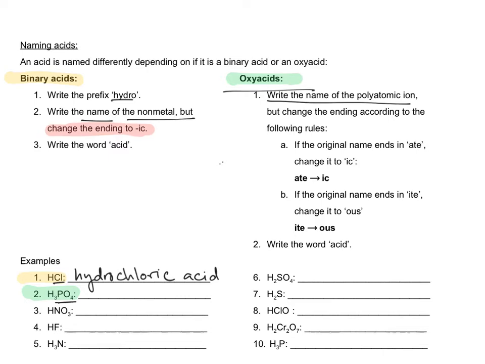So we look at the polyatomic ion here, PO4. That is phosphate. Now the rules here say if the original name ends in ate, you change the ending to ic. If it ends in ite, you change it to us, or OUS. This one is phosphate, so we change to ic, phosphic. However, we change that a little bit differently. This one is actually phosphoric.